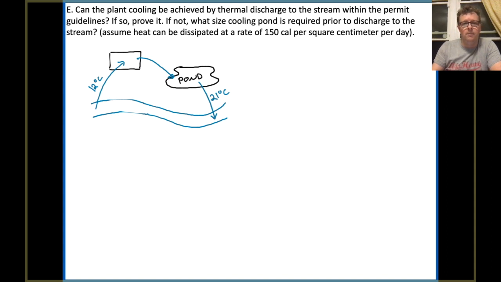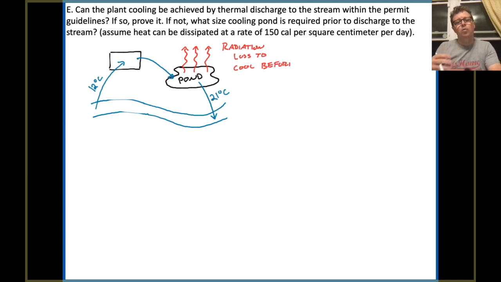and the stream. Now we know we can pull 12 degrees centigrade water in, and we know that we can release 21 degrees centigrade water back to the stream. And so the idea here is we're going to build a pond that we can discharge hot water into. That hot water is going to slowly radiate heat back up into the atmosphere, and we're told that that can happen at a rate of 150 calories per square centimeter per day.